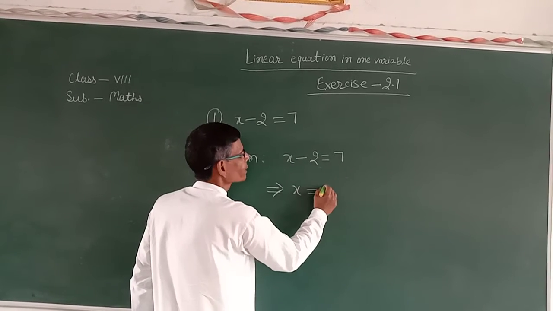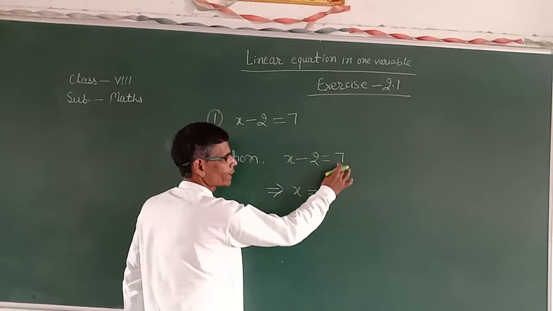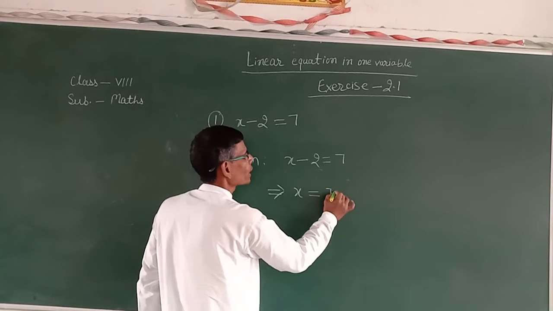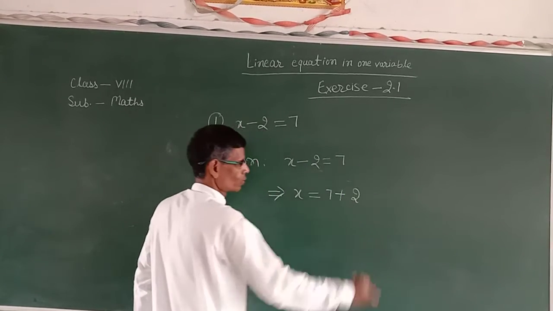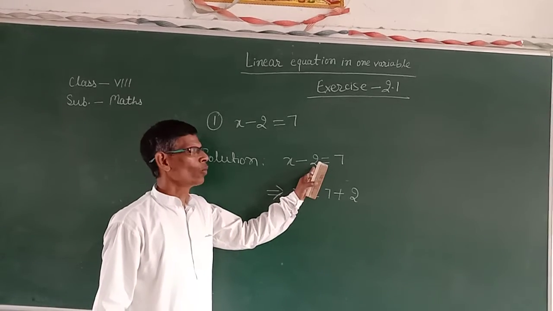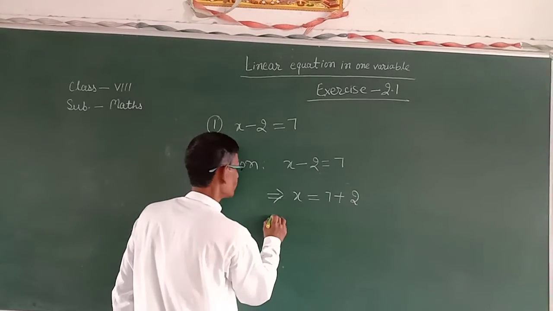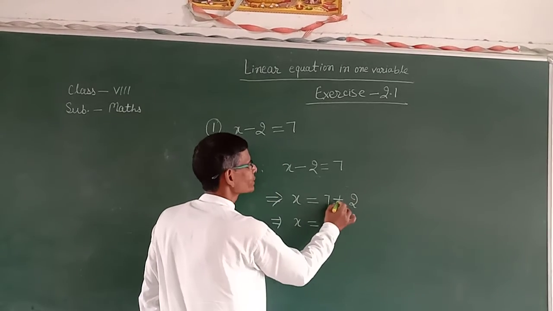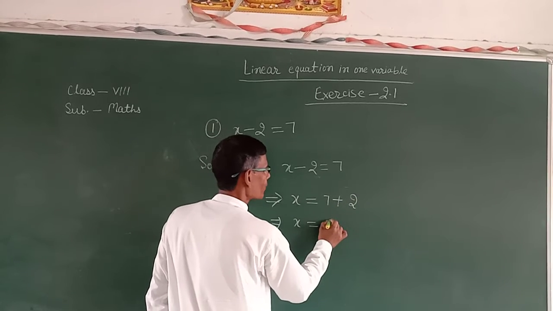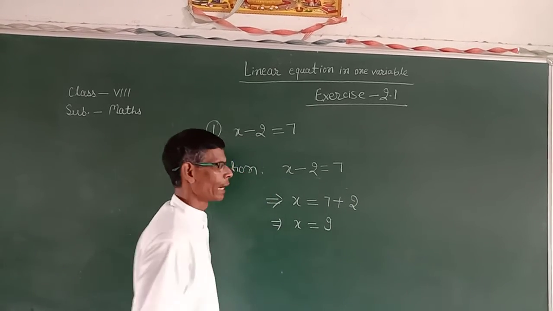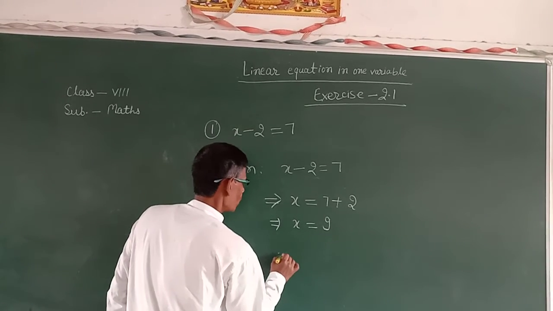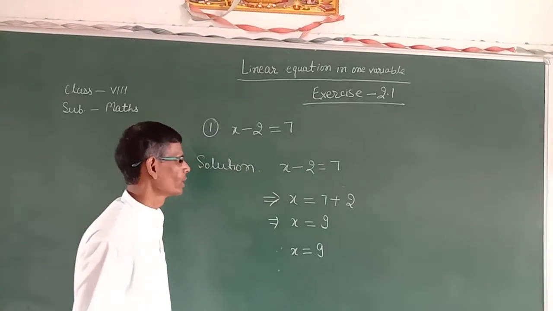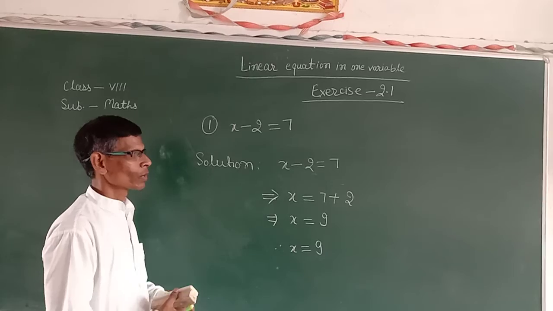First of all, write the constant 7 present in the right hand side. Then here minus sign, so write plus, then write 2. We transpose 2 to the right hand side. Implies x equal to, this is addition of 7 and 2. And after adding 7 and 2 we get 9. So solution is x equal to 9. Similarly, we can solve other questions.